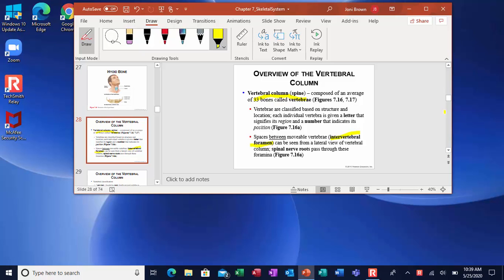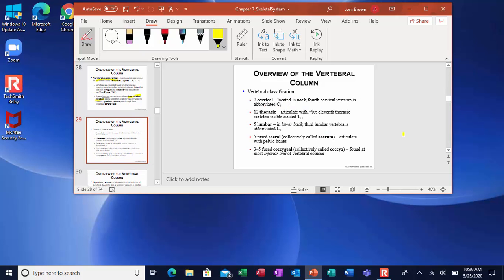And if you look from the side laterally, you can see this, and we'll look at it in a minute, and you know that the spinal roots, nerve roots that go to all the parts of your body are going to pass through these foramina. And foramina just means a little foramen or a little hole.